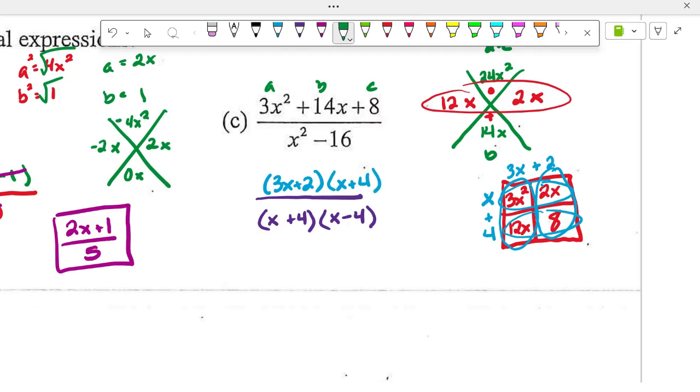Which ones can I cross out? X plus 4. Those are gone. What am I left with? 3x plus 2 over what? X minus 4. Any questions on some of those basic ones?